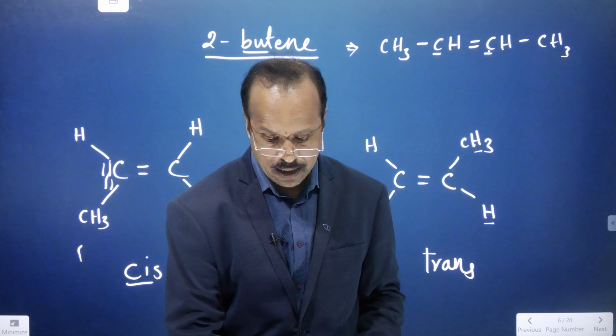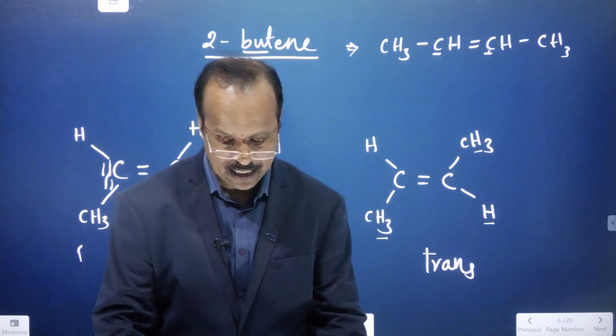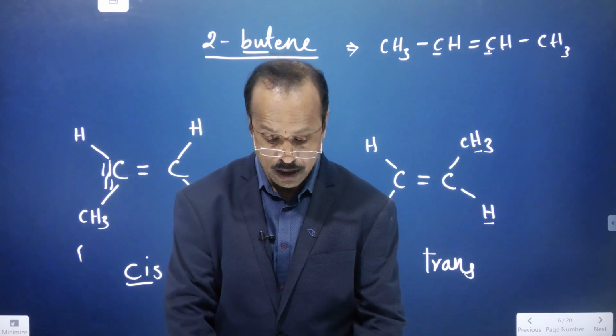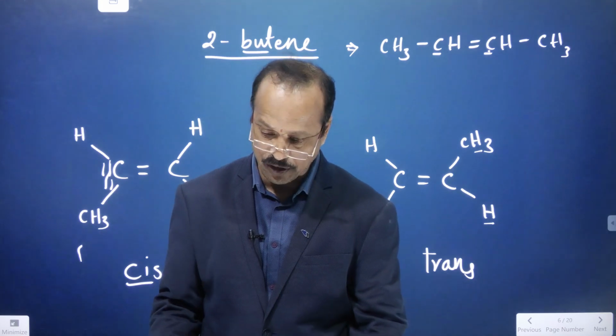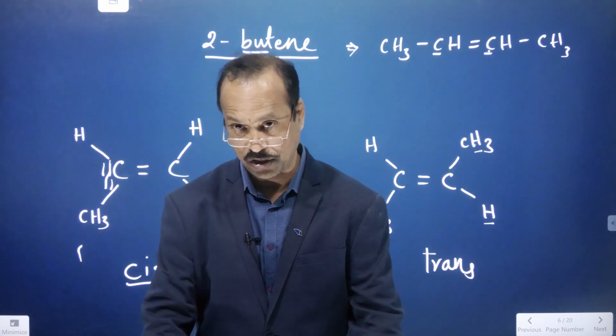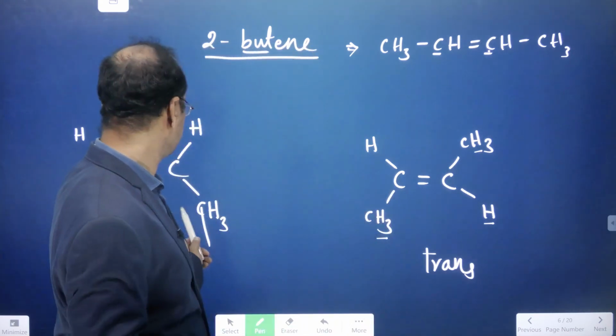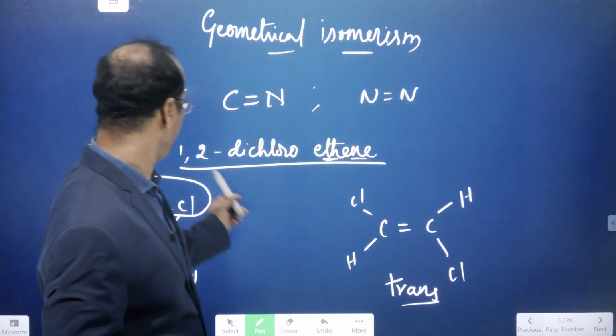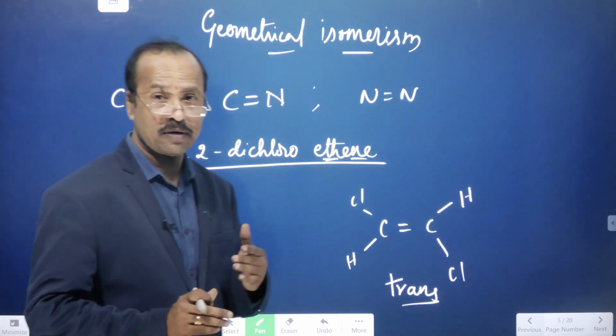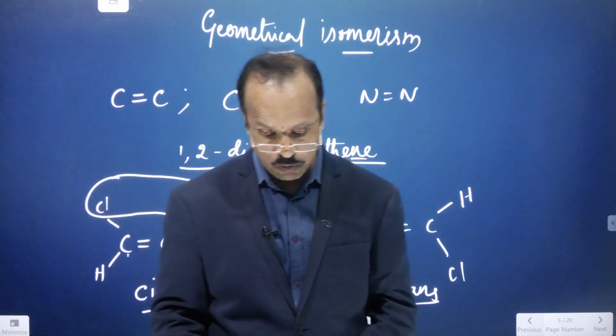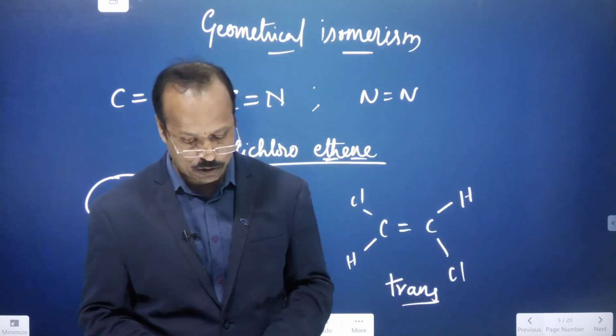Now let us see the properties of cis and trans isomers, page number 96. On page number 94 and 95 you have the structures. You practice these structures. Here I give two examples on the board: one is 2-butene and the second one is 1,2-dichloroethene. Some other structures you need to practice.